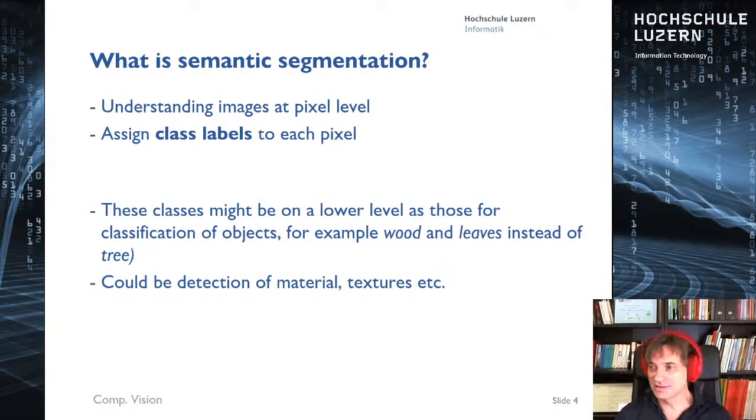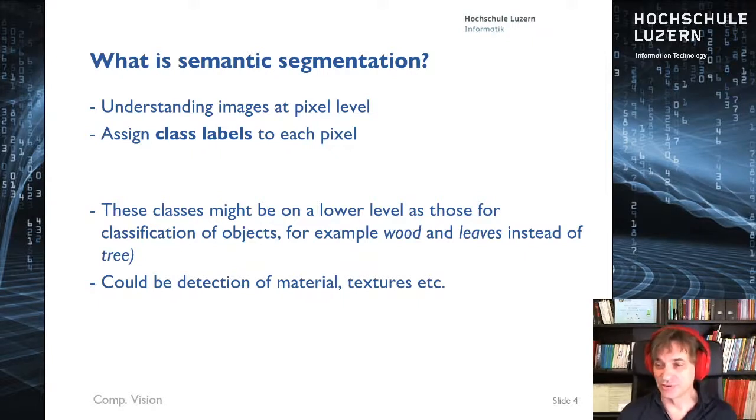So what is known as semantic segmentation? Here we look at images at pixel level, and what we try to find out is a class label for each pixel in the image. Depending on our application, that could be different types of classes, but since we are at pixel level, these might be more low-level classes that we can use later for the classification of whole objects.